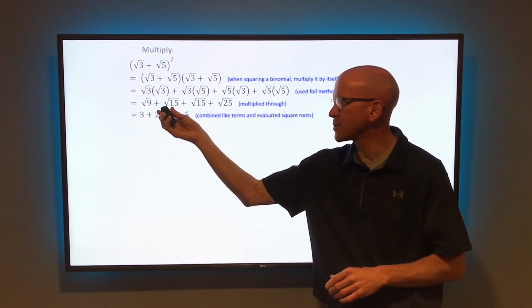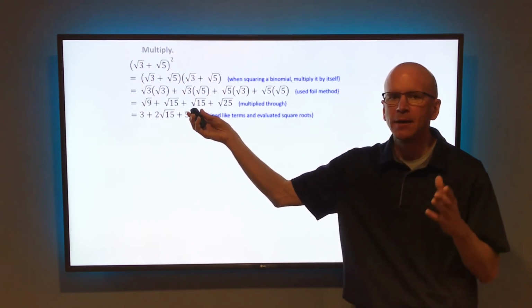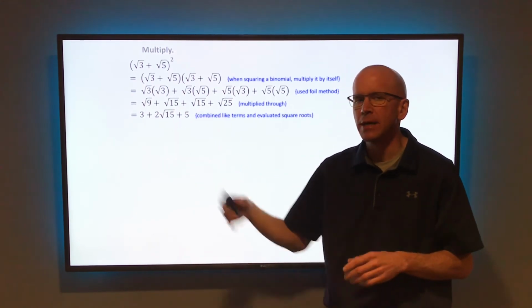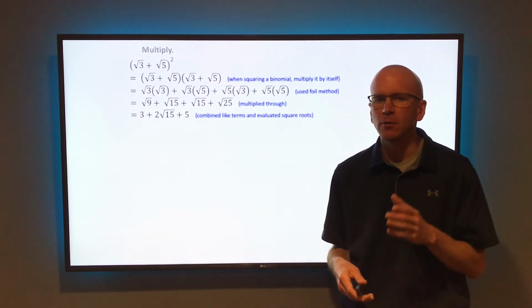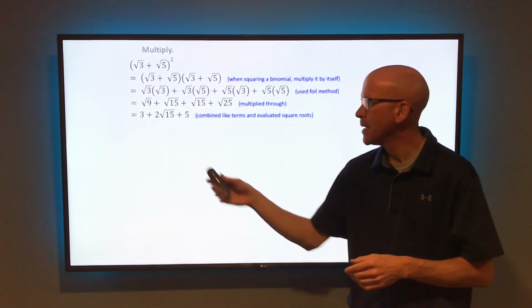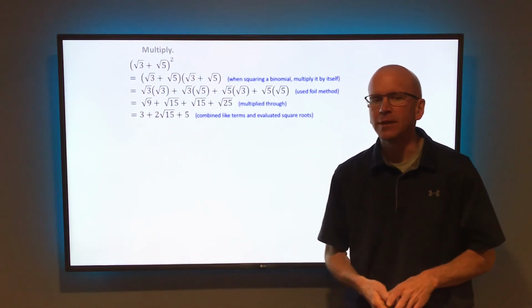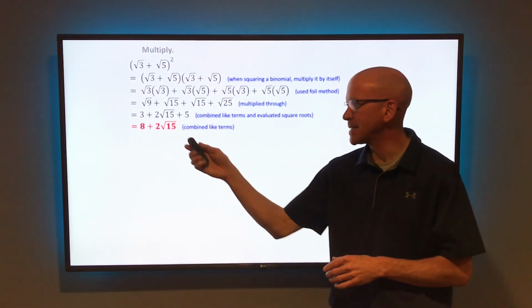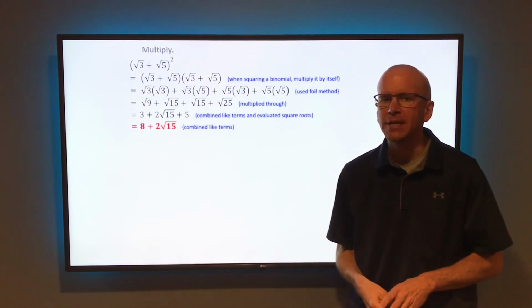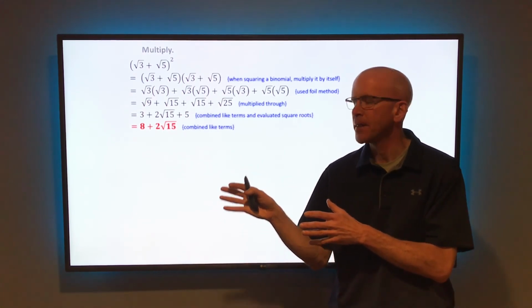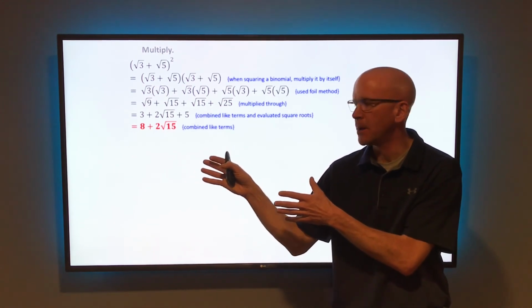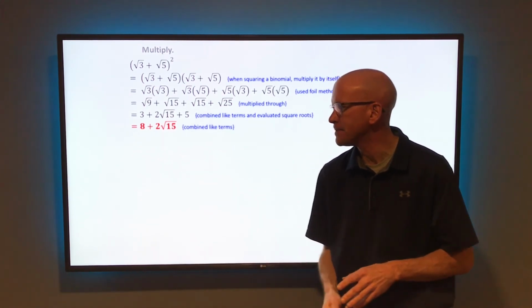And in the middle, the square root of 15 plus the square root of 15, those are like terms. That's 2 times the square root of 15. So we have 3 plus 2 square root of 15 plus 5. Still, look for any like terms you can combine. The 3 and the 5, those are definitely like terms. If you combine those, that is 8 plus 2 times the square root of 15. That's where you stop. Again, do not make that 10 times the square root of 15. Those are not like terms. You cannot combine those. That is as far as that goes.